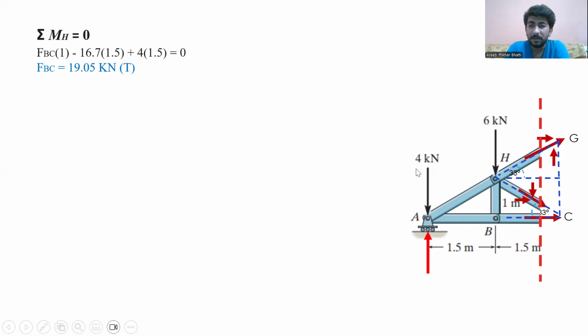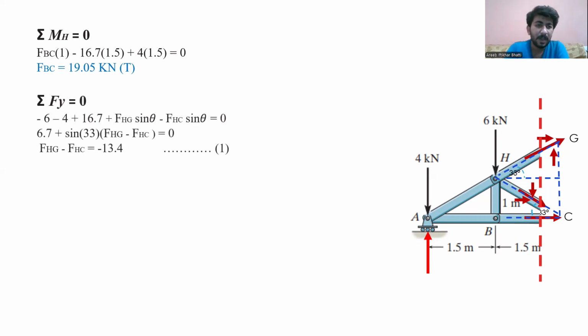And we have a positive 4 kilonewton force, and it also has a perpendicular distance of about 1.5 meters. So by using these terms, we can find the force in member BC, which is equal to 19.05 kilonewton. And you are seeing that this member is in tension.